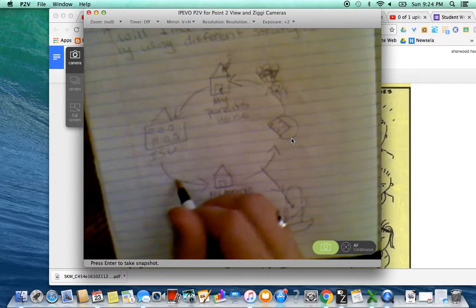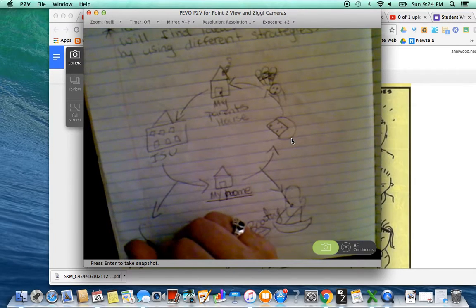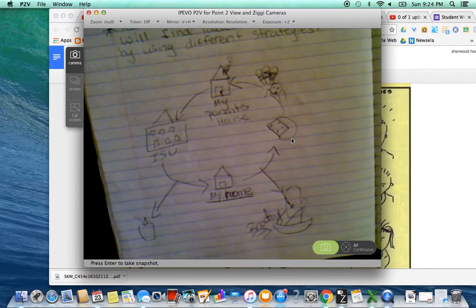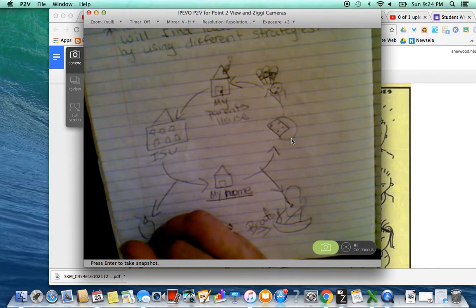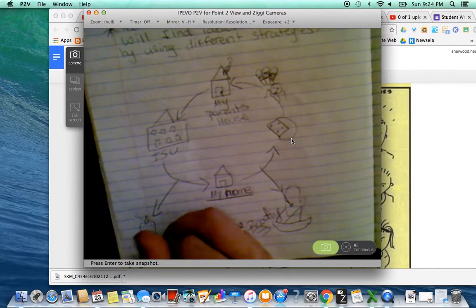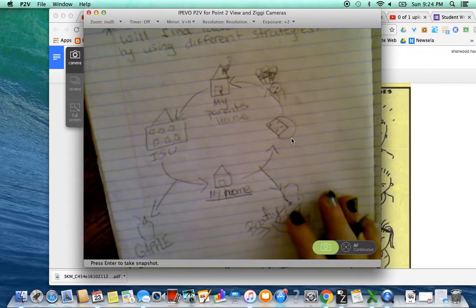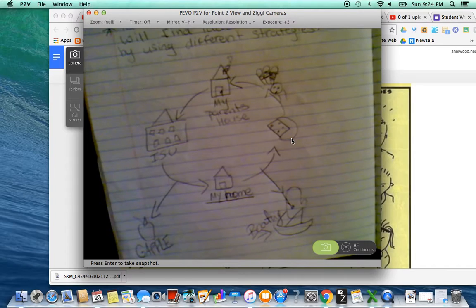I can draw another place, I guess you could say, for Golden Apple. I'm just going to draw an apple, though, so that I can remember what that stands for. And I'm going to label it Gapple. That's my nickname for the foundation. Let's see, what else can I draw?